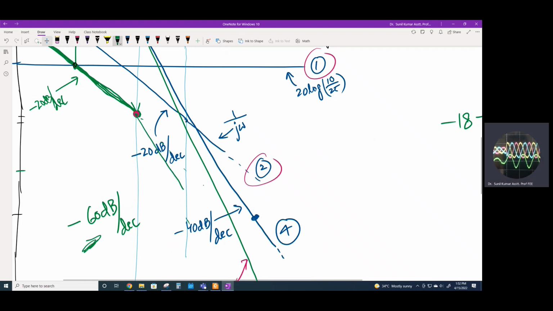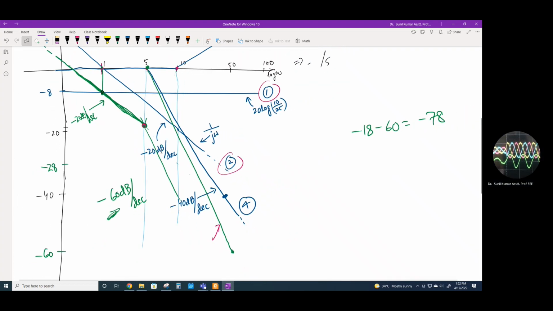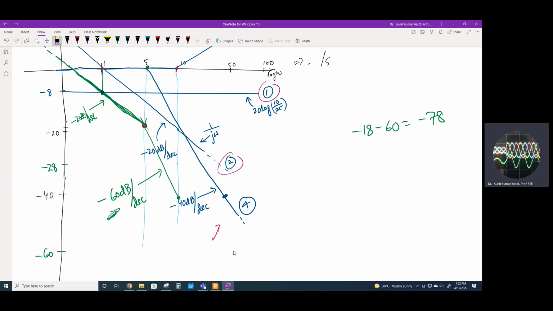Obviously, you guys will be using the ruler to make things more clear. So we call this line as with a rate of minus 60 dB per decade. All right, and then just remove this line.